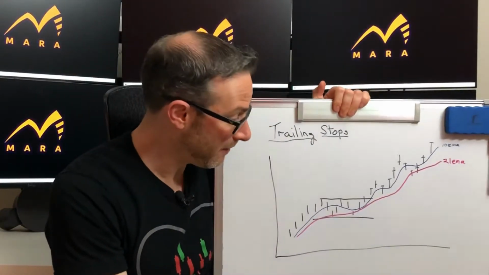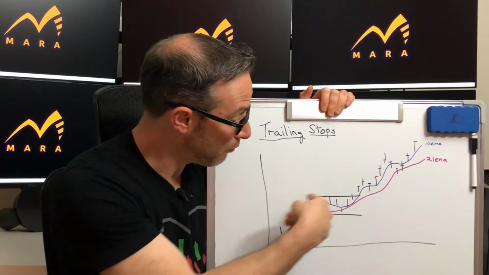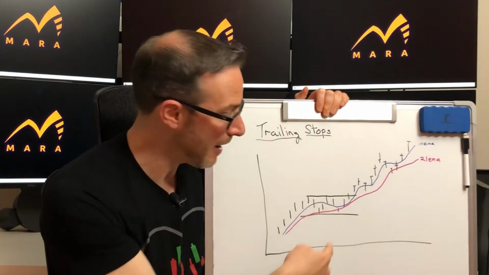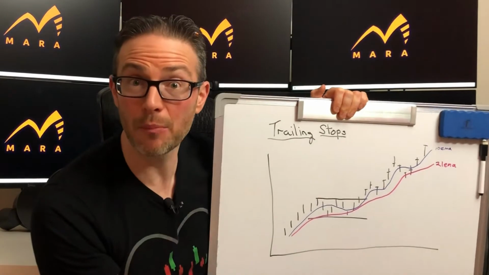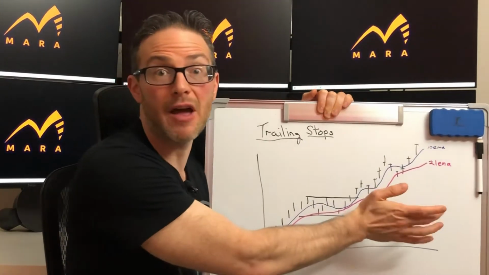Now, I made this learning model for you guys to help us out. We've got a price chart here. We've got price, it's trending. It just broke out of this flat base pattern over here, and we have a couple of moving averages. We've got a 10 EMA and we've got a 21 EMA.